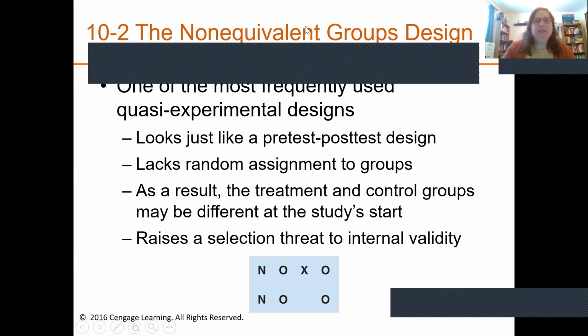Okay, my screen just went blank. Okay, it went blank again. Sorry about this, guys.